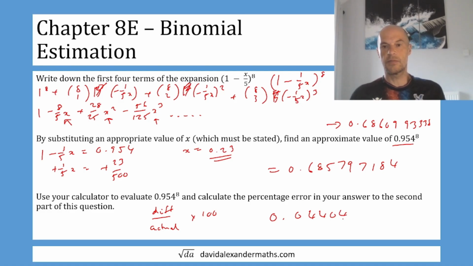So the percentage error is 0.04404. Give it to 5 decimal places. I mean, they've not asked, but there we do. There we go. So we can see the percentage error is really, really small. So even by only taking the first 4 terms of the expansion and ignoring everything else, we're still getting pretty close to the actual value of 0.954 to the power of 8. There we go.